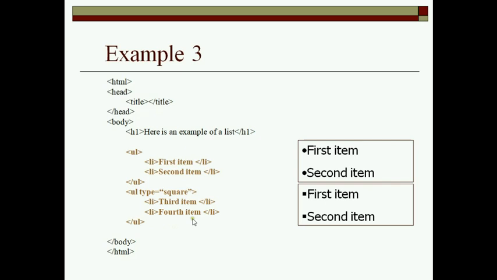This one is similar, except that it has a type attribute specified to be a square, and so the list items are actually shown with square markings. So you can omit the type attribute, in which case the default will be used, which is going to be the disk, or you can specify that you want a square.